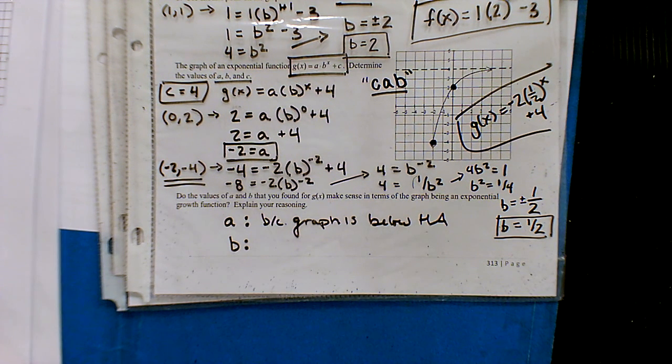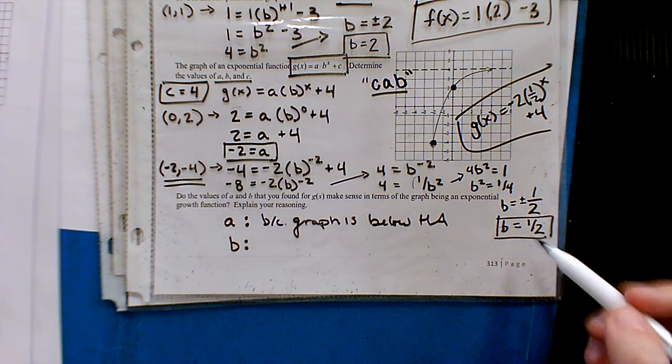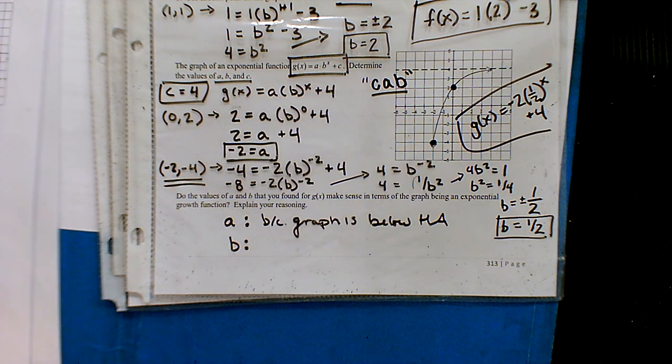What about the B value? Why does it make sense that we have a base between 0 and 1? Because if you flip it to what the original graph would have looked like, it would have been decreasing decay. Okay, so if we look at the flips, think about the changes that were done.